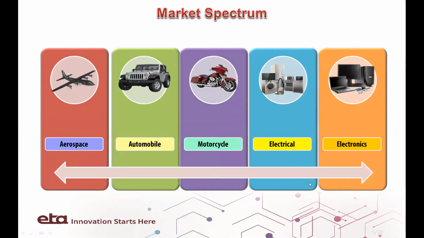The market spectrum of Dynaform is quite wide. We cover aerospace, automobile, motorcycle, electrical and electronics industries. Basically, any industry that involves sheet metal stamping is Dynaform's potential target.